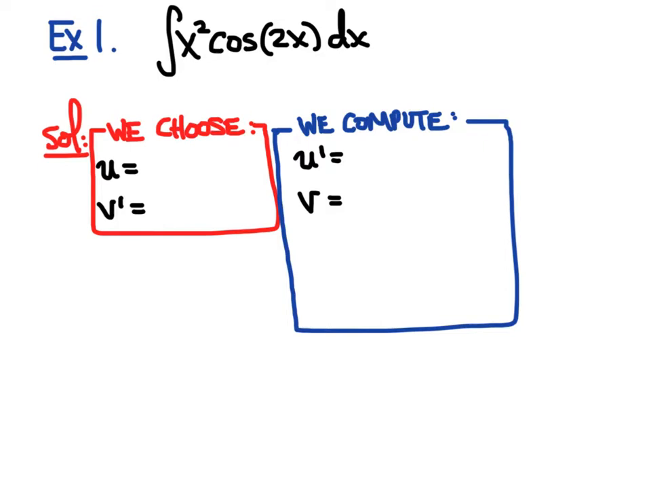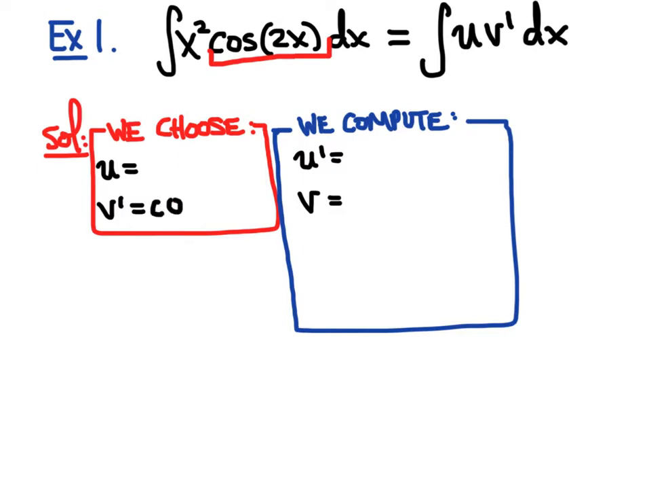And the procedure is that we first choose a u and a v prime. So again, we want to make this integral be in the form u times v prime dx in order to apply the formula for integration by parts. As a general rule, we set v prime to be the most complicated part of the integrand that we know the integral for, and that would be this cosine of 2x part, because we know that's a pretty basic integral by substitution, which we'll do in a second. That leaves x squared to be u, so u is the remainder.